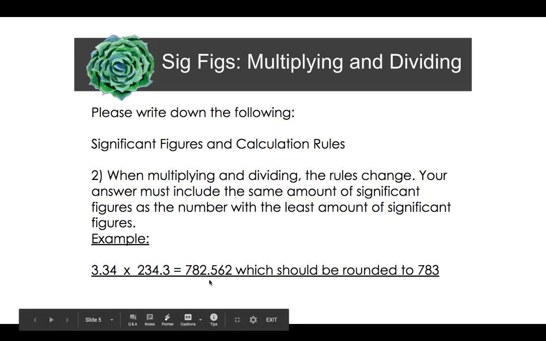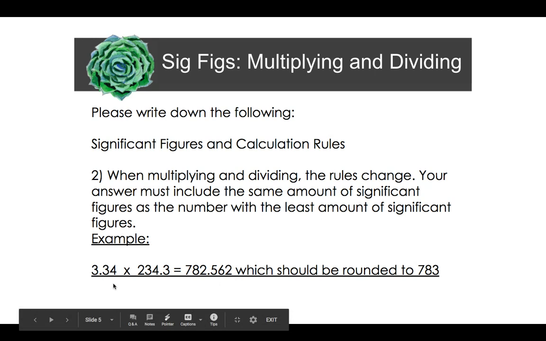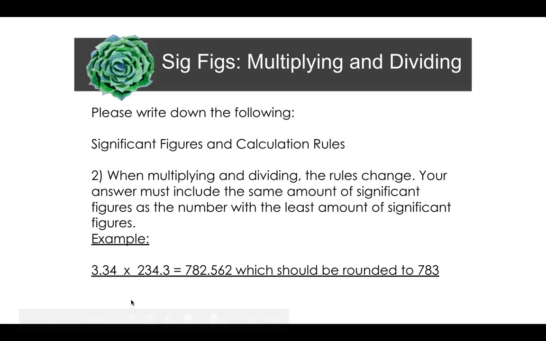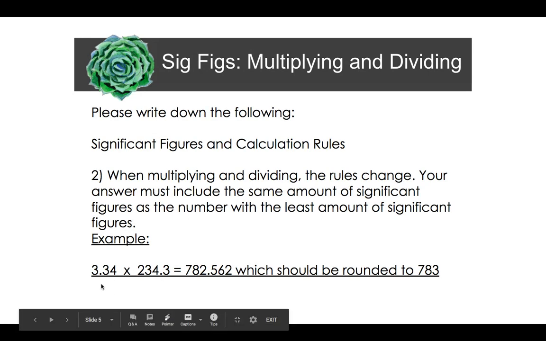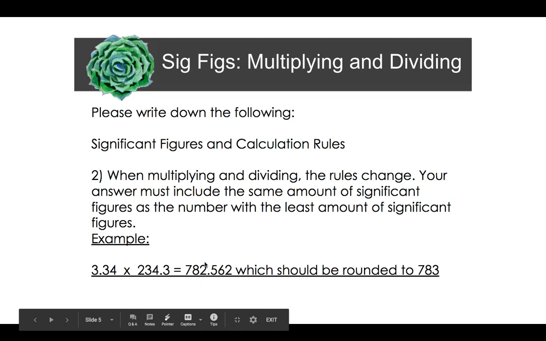So when I get to my answer, this is what my calculator is going to give me, this 6-digit long number, and I'm going to need to clean it up based on the amount of numbers that are significant in the smallest number here. So 3.34 has 3 significant figures, which is smaller than 4 significant figures. So I'm going to round my answer to only 3 significant figures total. Well, 782.562 is going to round up to 783. We round up because the 5 is going to bring the 2 up to the 3 here. You should have learned that in your math class.